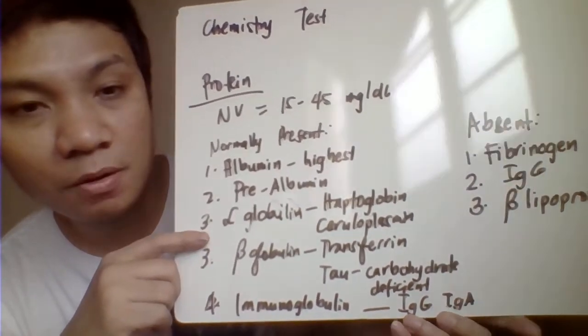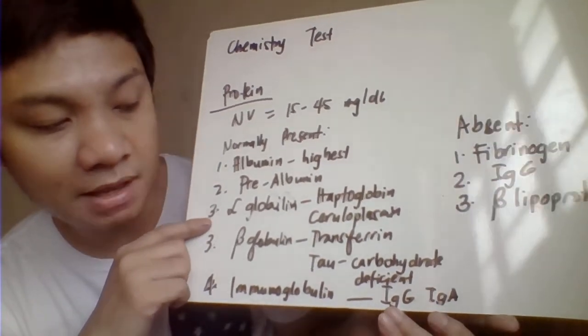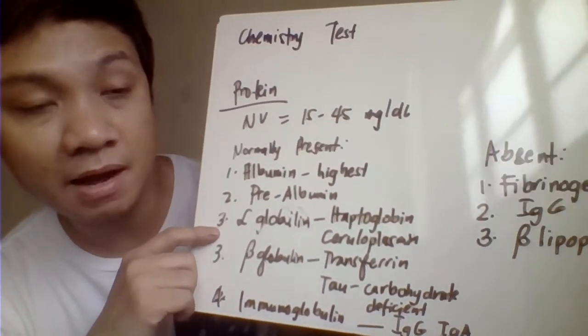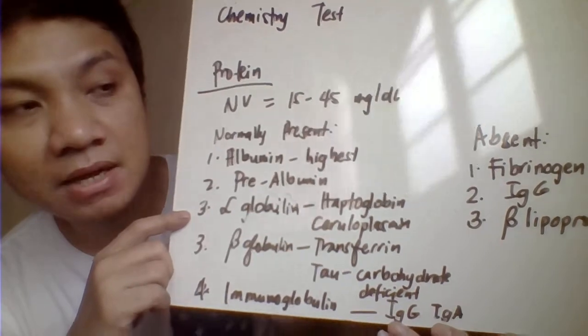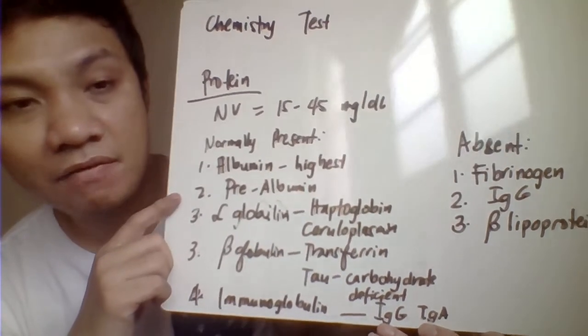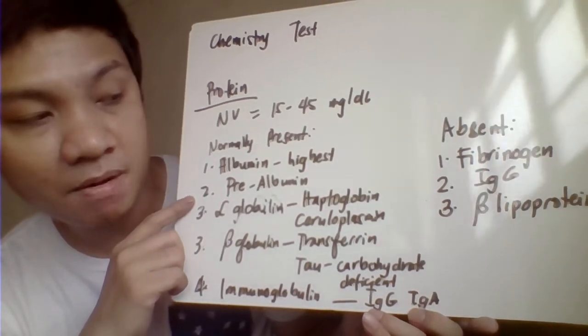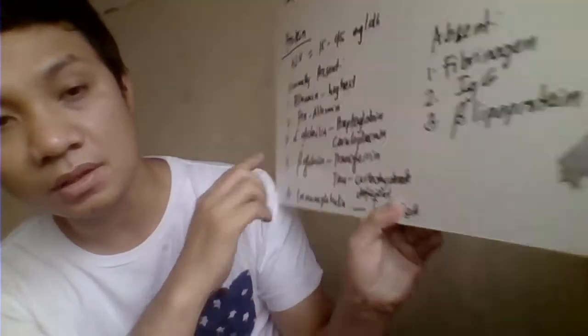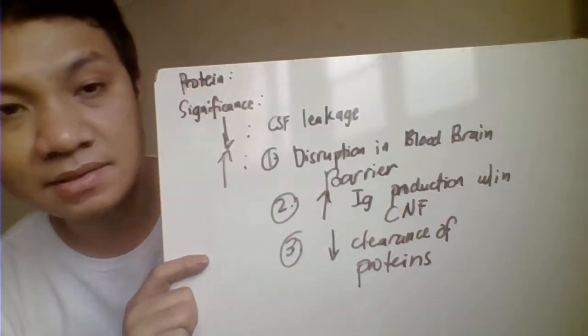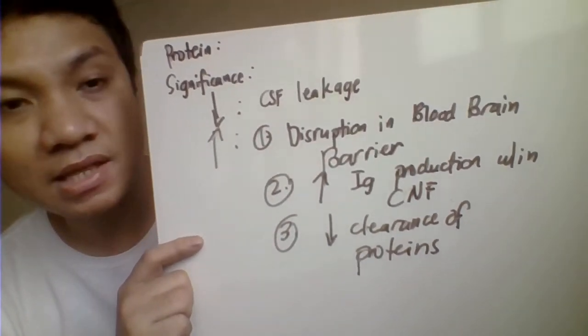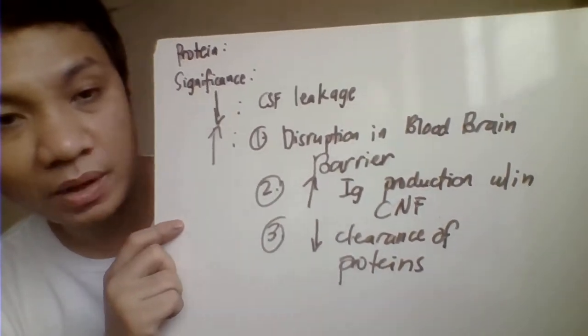Then for your immunoglobulin, that's in the form of your antibody, we only have IgG and IgA present. And basically, your CSF would not have here the presence of your fibrinogen, your IgM antibody, and your beta lipoprotein.